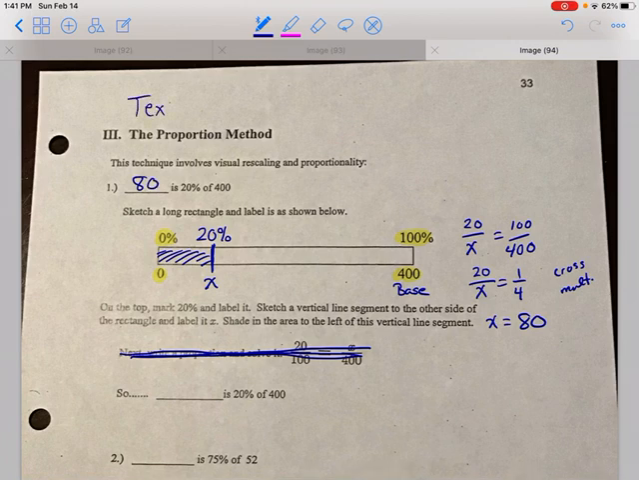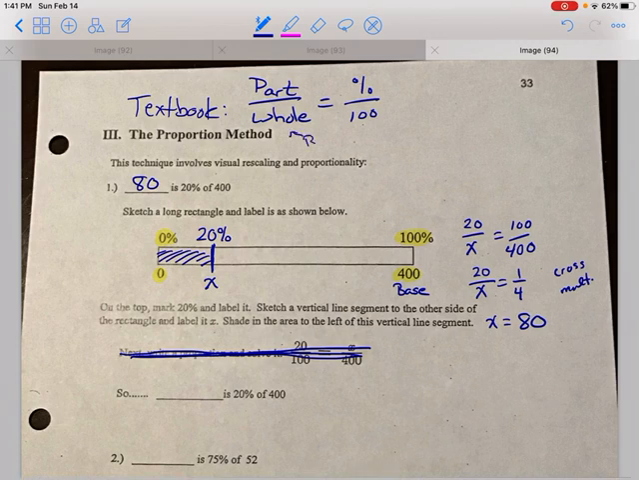I'm going to show you what you'll see in most middle school textbooks on proportions, and this is what students are generally being asked to do: part over whole equals percent over 100. We talked about the part in the last video. Whole is the same as the base. So let's see if we can use this particular picture to make our proportion look like a textbook proportion. Basically what we're doing is turning it sideways.